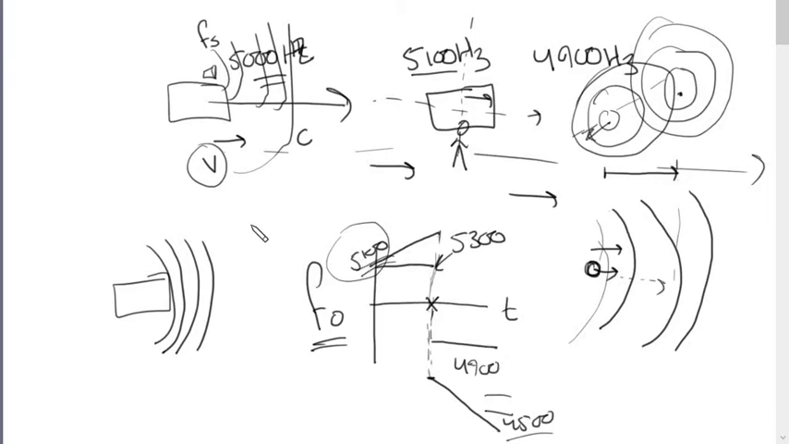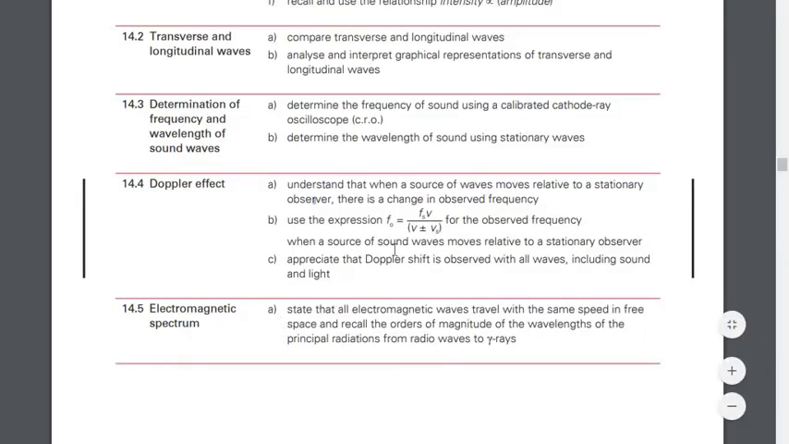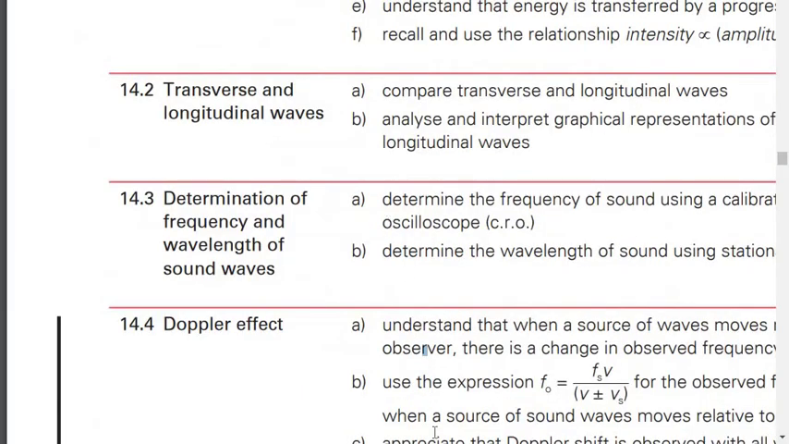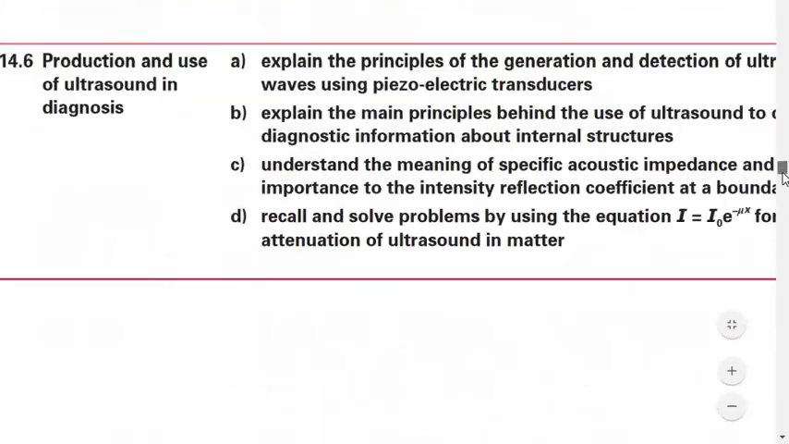So now we need to talk about the equations related to this. There are two equations, but they've condensed it into one simple equation which makes things easier. Therefore, use the expression FO. So what is FO? Observed frequency. Let's look at this a bit closer. FO is observed frequency. What is FS? Source frequency.